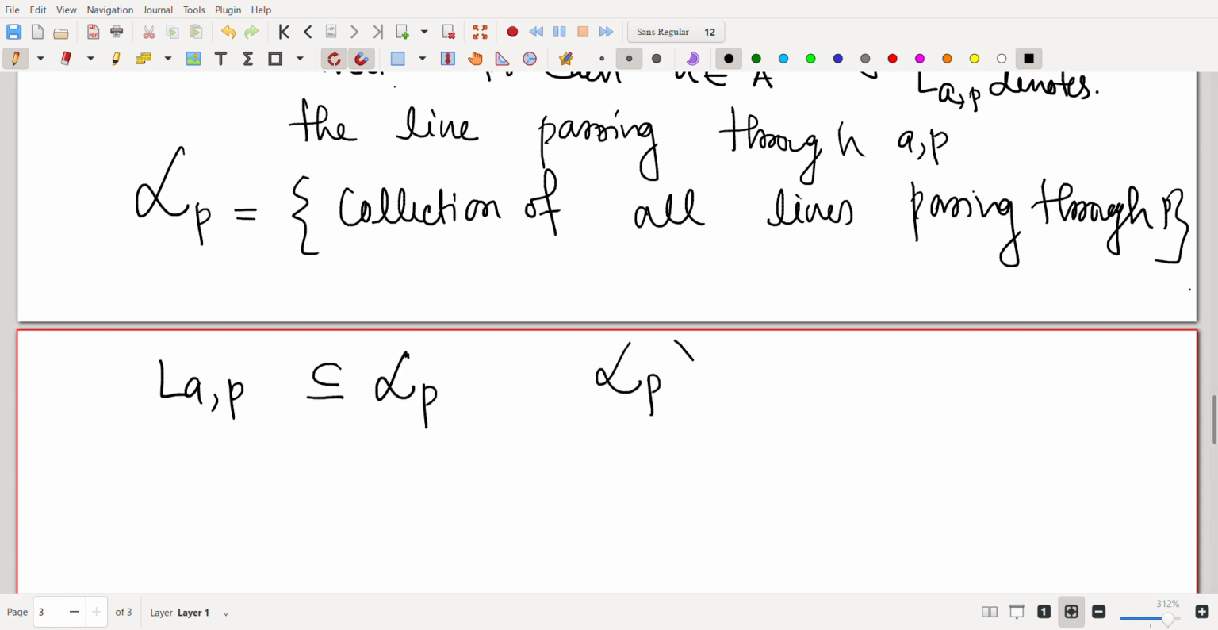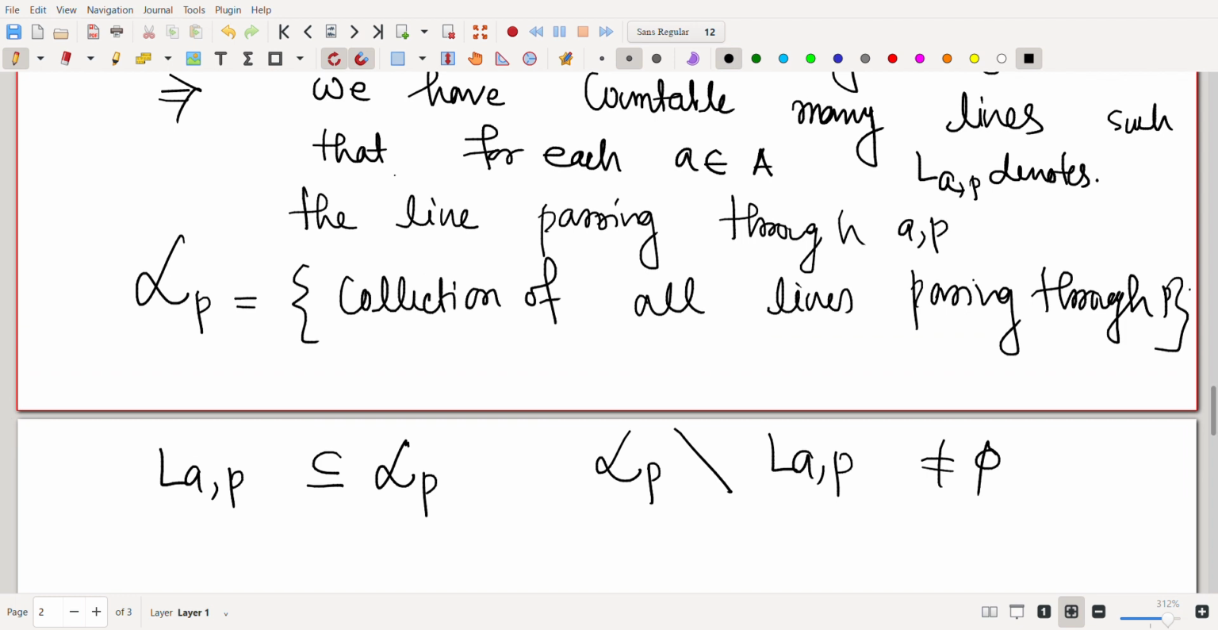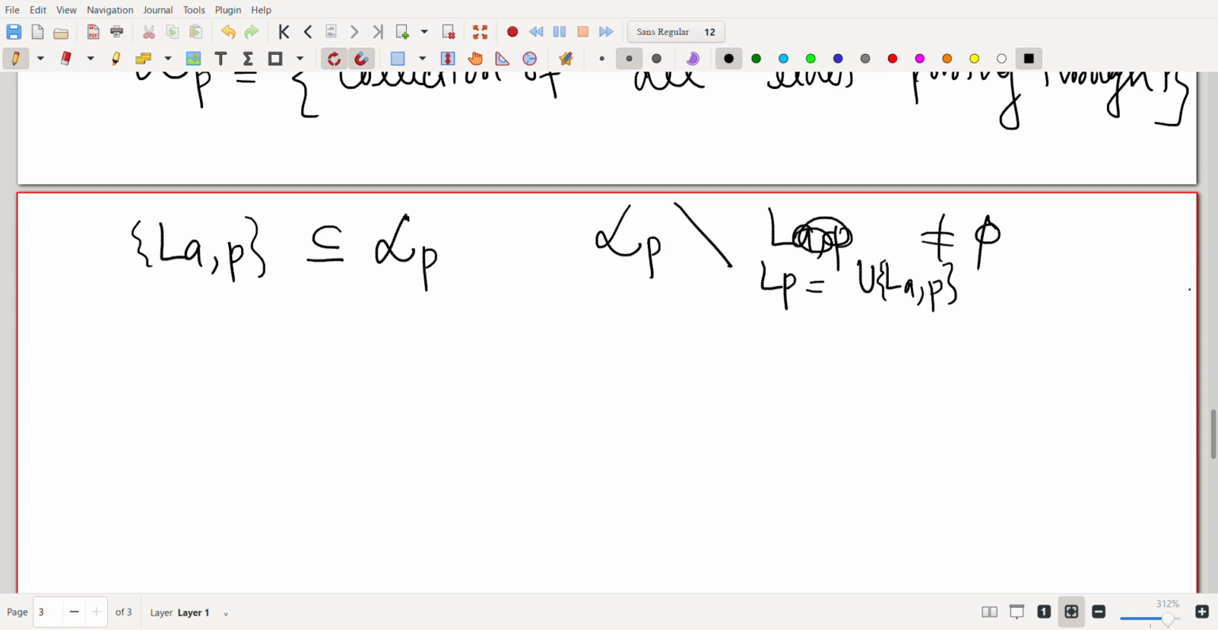Okay, and this is non-empty. Clearly this collection is non-empty because script LP is uncountable, and capital LP, it's not A comma P, it's better to write LP, which is the union of LA comma P. Okay, right? So this collection is non-empty.